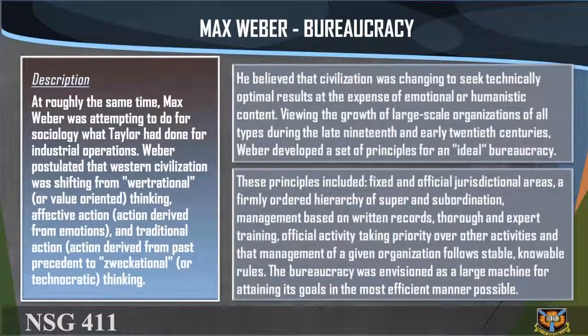Max Weber, bureaucracy. Description. At roughly the same time, Max Weber was attempting to do for sociology what Taylor had done for industrial operations. Weber postulated that Western civilization was shifting from rational or value-oriented thinking, affective action, action derived from emotions, and traditional action, action derived from past precedent, to educational or technocratic thinking.